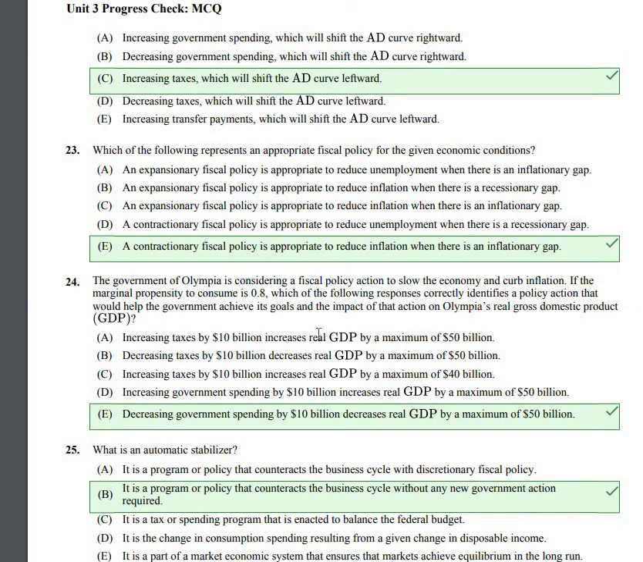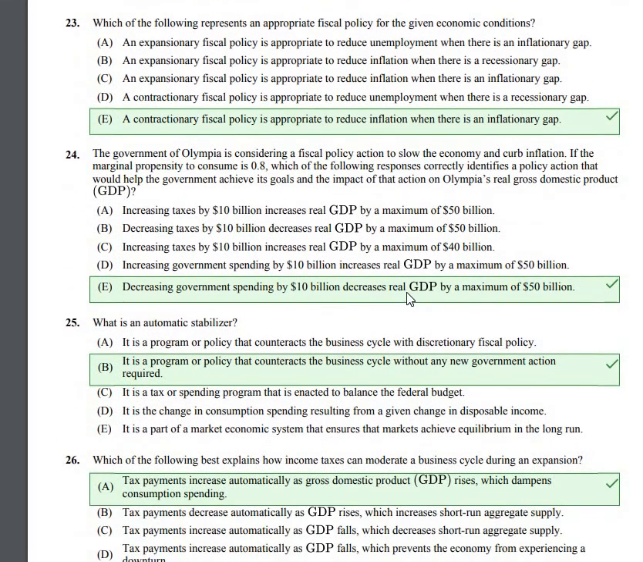Number 23, which of the following represents an appropriate fiscal policy for the given economic conditions? Out of all of these, E, a contractionary fiscal policy is appropriate to reduce inflation when there's an inflationary gap. All the others are not appropriate based on the situation.